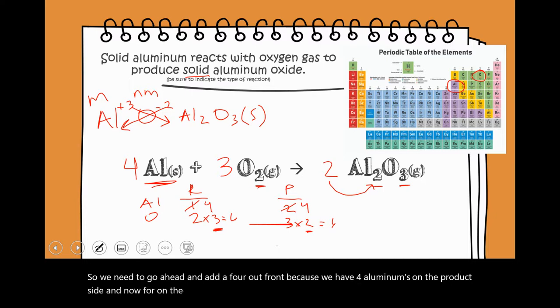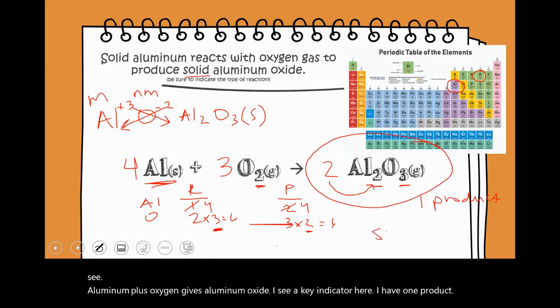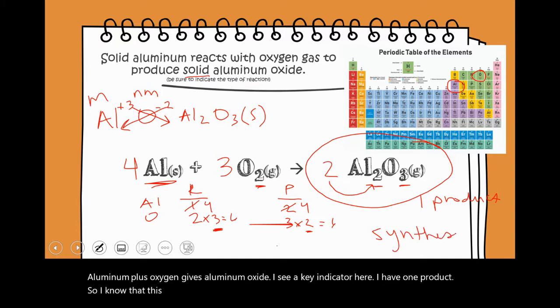So this is balanced. And finally, for the type of reaction, I see aluminum plus oxygen gives aluminum oxide. I see a key indicator here. I have 1 product. So I know that this is a synthesis reaction. And that's how you would work this problem.